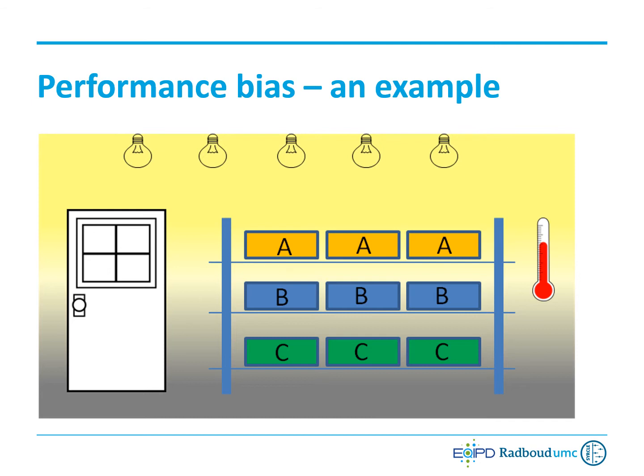How would you reduce the risk of these factors introducing performance bias? I hope you agree that randomizing the cages across the shelves, or having animals from different treatment groups in each cage, would be important measures to reduce the risk of performance bias. But wait, there's more.